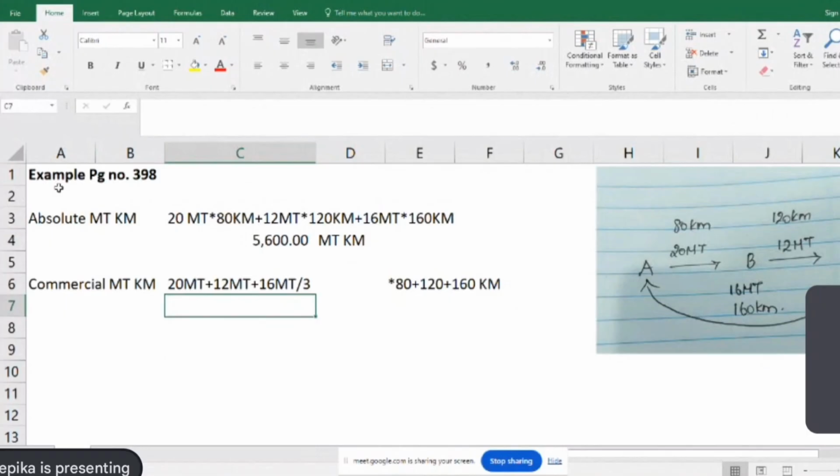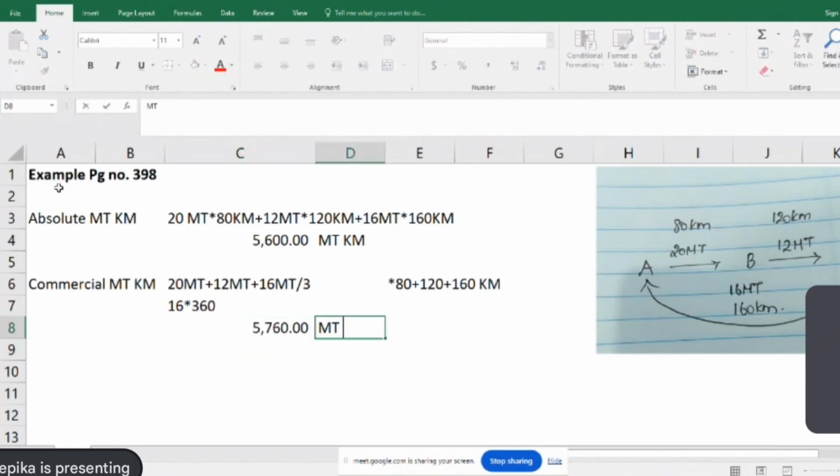20 plus 12 plus 16 divided by 3 is 16. So 16 into 80 plus 120 plus 160 is equal to 360. Okay, so it is 16 into 360, which is equal to 5,760 metric ton kilometer. So this is a very simple sum.